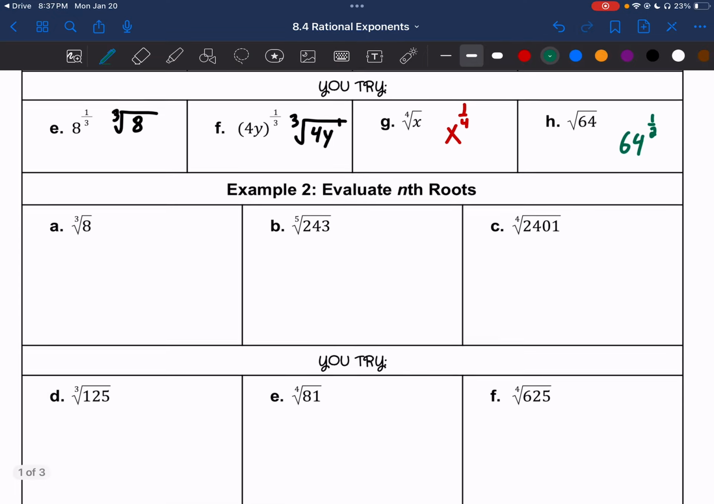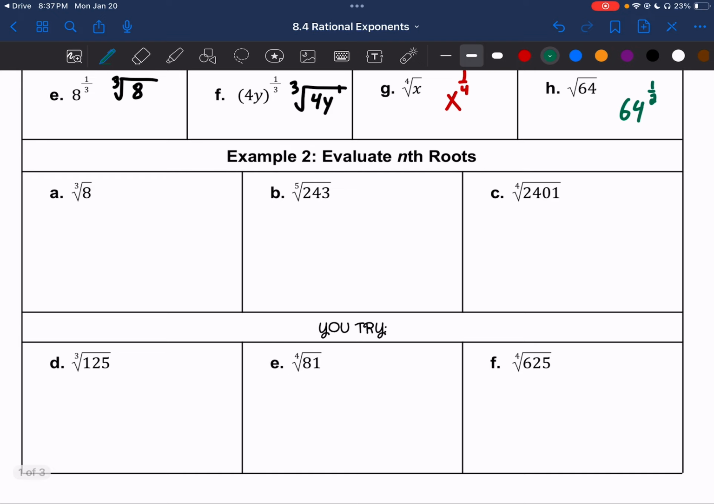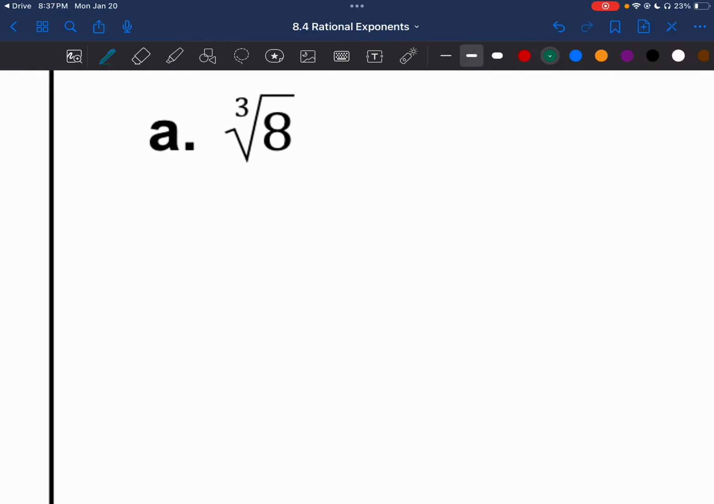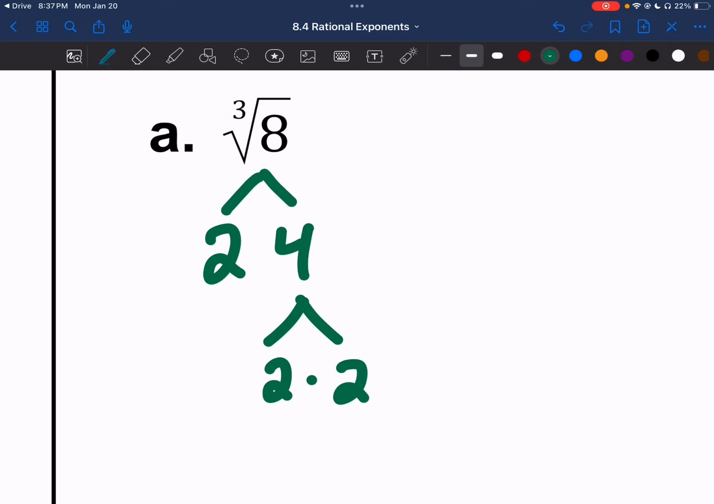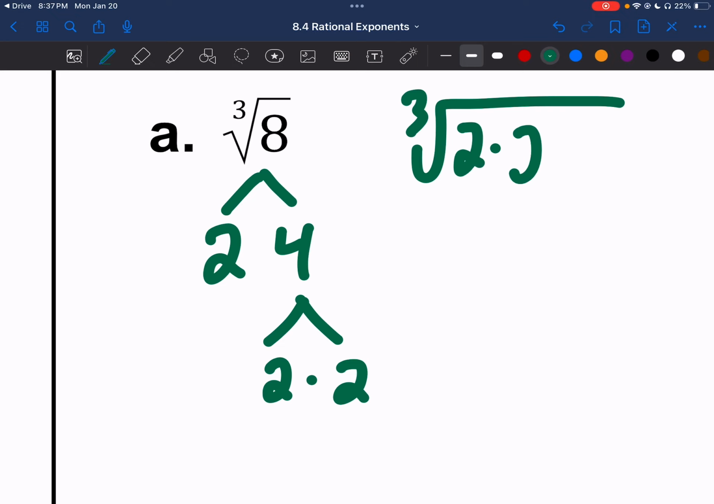Now let's take a look at example 2. Evaluate nth roots. So the way we evaluate these roots, we are looking for groups of that amount of factors. So how do we approach this? What we do is we're going to do factor trees, and you may remember these from previous grades. We're going to break out our number, our value that we are taking the root of, into factor trees. So 8 is going to be 2 times 4. And then 4 is 2 times 2. So we could rewrite this as the cubed root of 2 times 2 times 2.